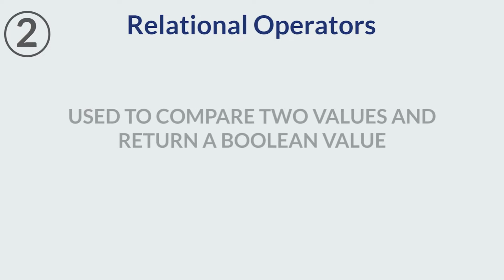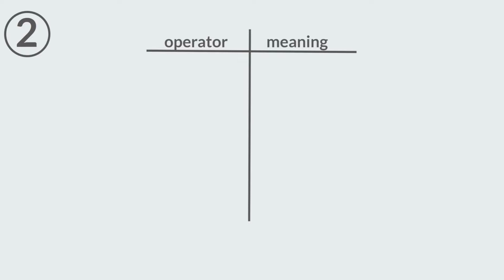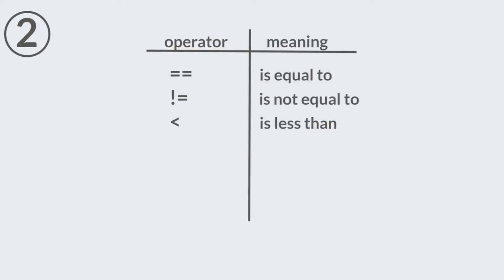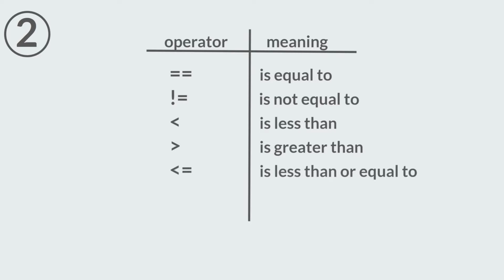For the second case of conditionals, we're talking about code that returns a Boolean value. In this case, we will need to use relational operators. Relational operators are used to compare two values and return one single Boolean value. Here are the main relational operators. First one is double equal sign. This means is equal to. Next one is not equal to, which is an exclamation point and then an equal sign. Then we have the less than sign, which of course means is less than, and the same with the greater than. After that, we also have is less than or equal to, as well as is greater than or equal to.